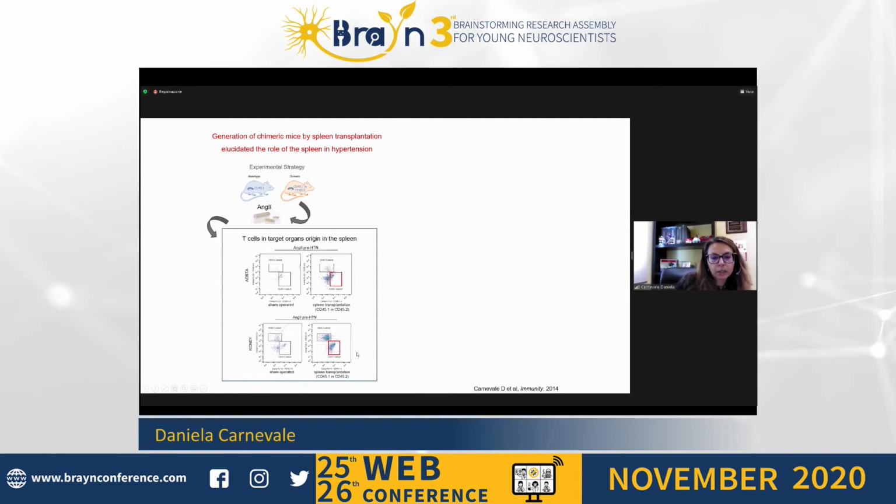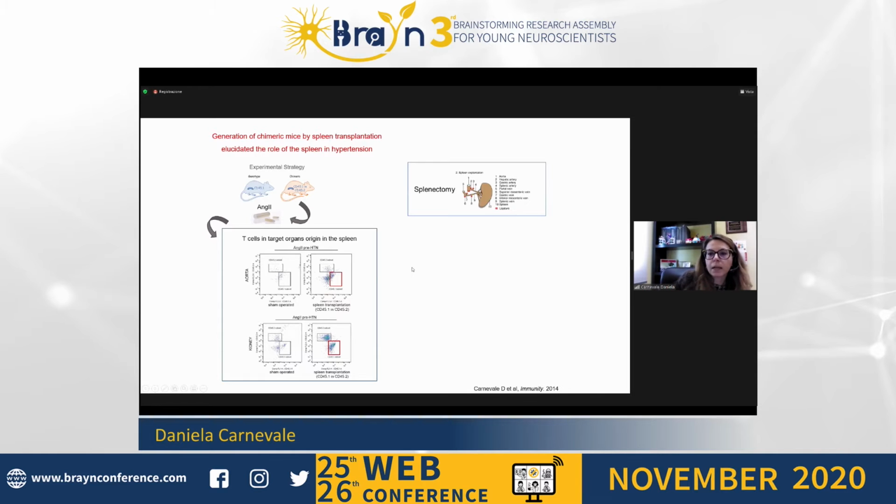As shown here, we demonstrated that in kidney and aorta, we can find cells that are clearly of splenic origin, meaning that the brain senses angiotensin II and the spleen in some way is able to respond to this challenge.